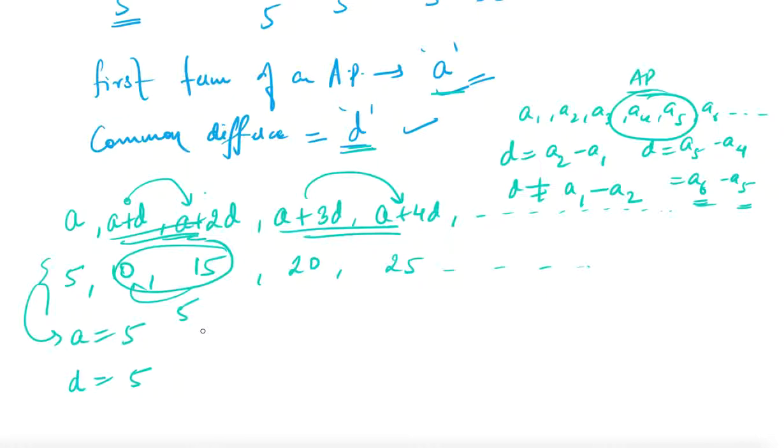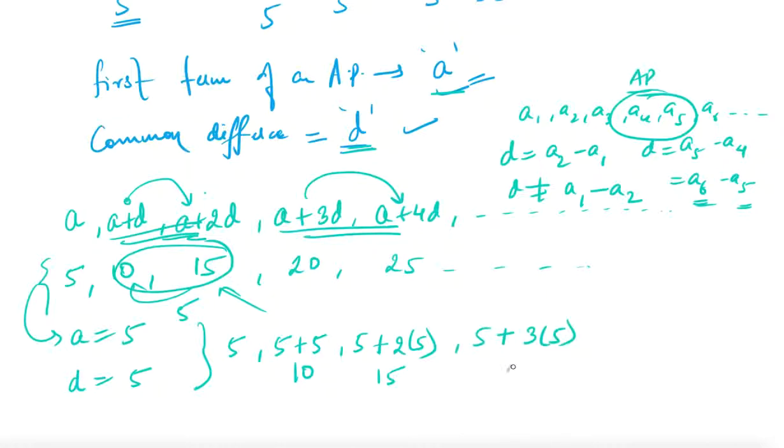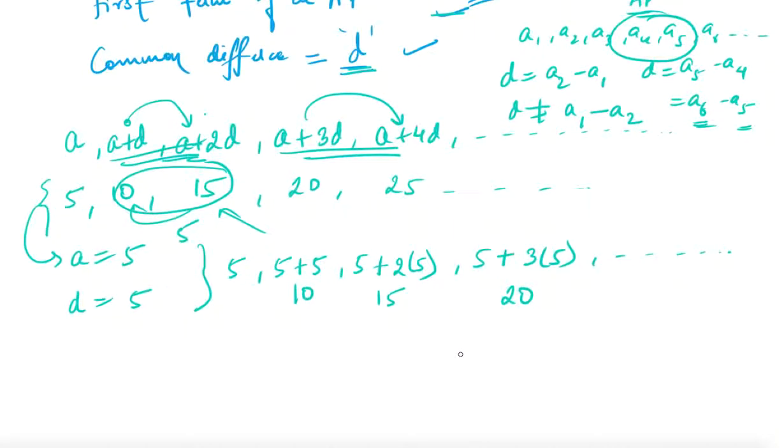Now if I want to write the same series, I can write it as 5, my first term. The second term will be 5 plus 1 into d, that is 5 plus 5, which becomes 10. The third term will be 5 plus 2 times my common difference, that is 5 plus 10, which gives 15. Am I getting the same series? Yes. The next term will be 5 plus 3 times 5, which gives 20, and so on. This is how I write a general arithmetic progression.